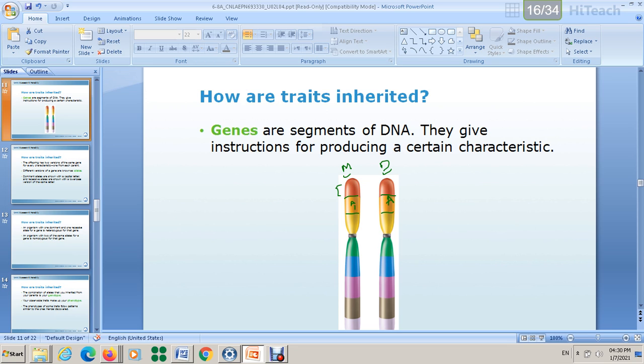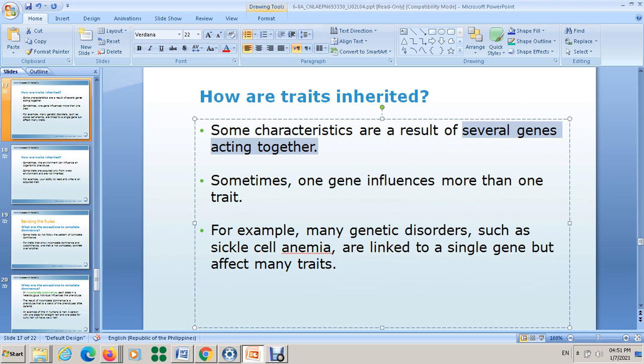Here, one gene is responsible for, for example, ear size. Actually, for some traits we have this gene from both mom and dad, and the presence of many genes together is responsible for one trait. For example, some characteristics are the result of several genes acting together. Sometimes one gene influences more than one trait. Sometimes one gene can affect more than one trait.